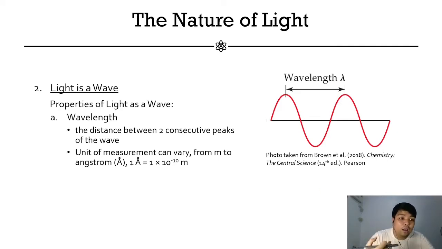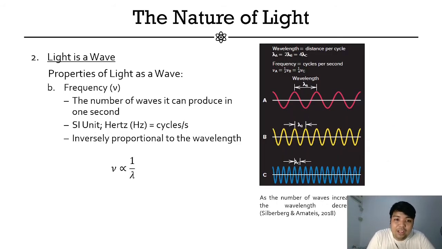So, the measurement of light wavelength can vary. It can be from meters to angstroms, depending on the type of electromagnetic radiation. Another property is the frequency. The frequency is the number of waves it can produce in 1 second.